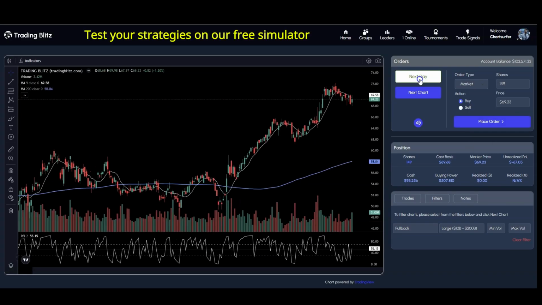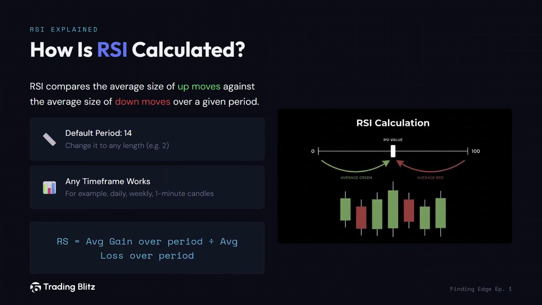Now let's quickly discuss how RSI is calculated. The standard RSI calculation uses a 14-period range, but you can change this to whatever length that you want. It takes the average size of the green candles during that period and compares it to the average size of the red candles during the same period. These can be daily, weekly, or 1-minute candles, depending upon whatever time frame you're using on your chart. Then this is expressed as a ratio between 0 and 100, creating what we call an oscillator.